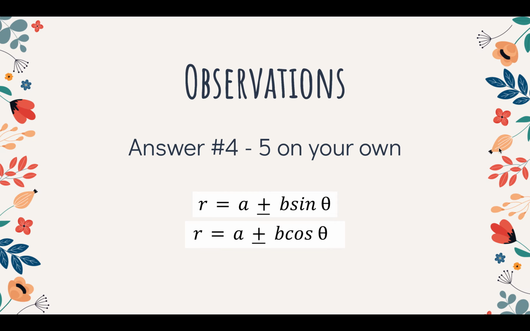So I want you to take a second and answer question number 4 and 5 on your own about what you notice when A is less than B or when A is equal to B. And you can use the graphs that we've done. Remember, A is the number in front, but then B is connected to that sine or cosine. And then for number 5, what do you notice from any of the categories listed? What do you notice about the shape, the symmetry, the intercepts, the distance from the pole? And then come back to the notes and we'll fill in our quick notes.